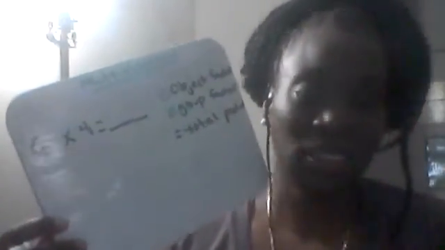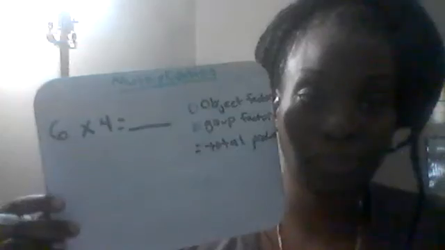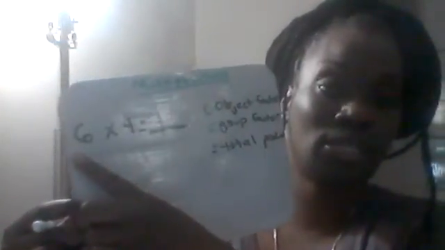Let's go to our next problem. All right, 6 times 4. Our next number sentence is 6 times 4 equals. Let's put a circle around our object factor. Oh, I'm sorry, I pointed. Can you tell me which one is the object factor? Did you say 6? If you said 6, you're absolutely correct. That means there are going to be 6 objects in each group or set. Now, let's look at our group factor. It's 4.